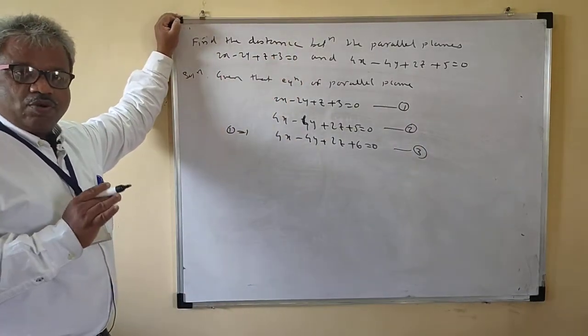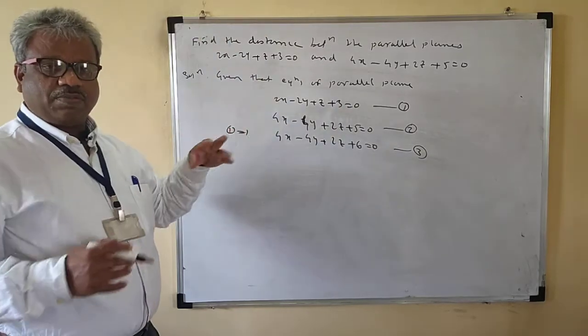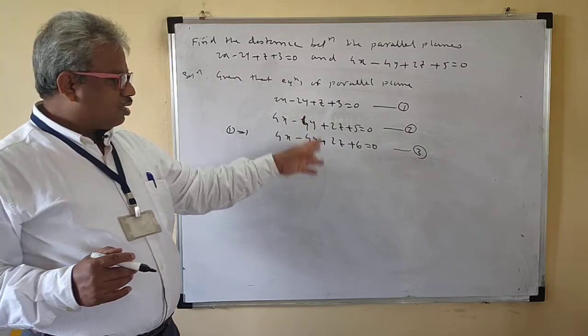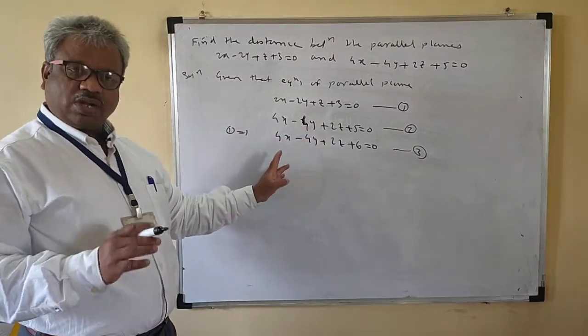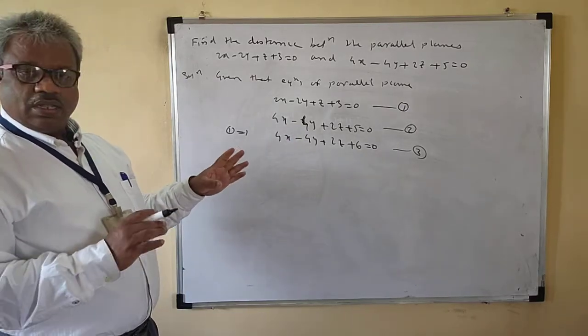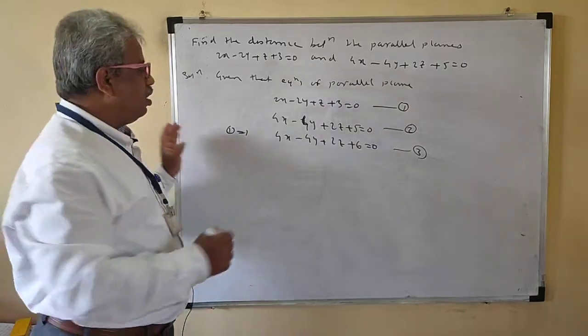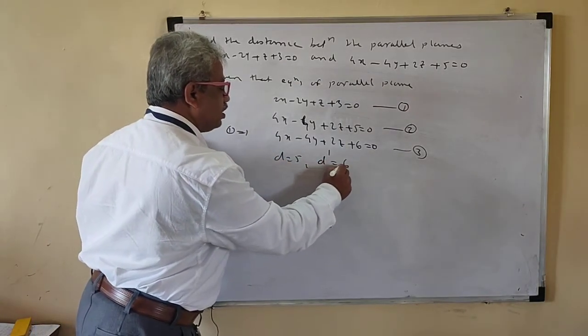If the coefficients of x, y, z are not the same, you multiply one of the equations by some number so that the coefficients become the same. If they cannot be made the same, then the planes will not be parallel. Here d is 5, and d dash I can take as 6.